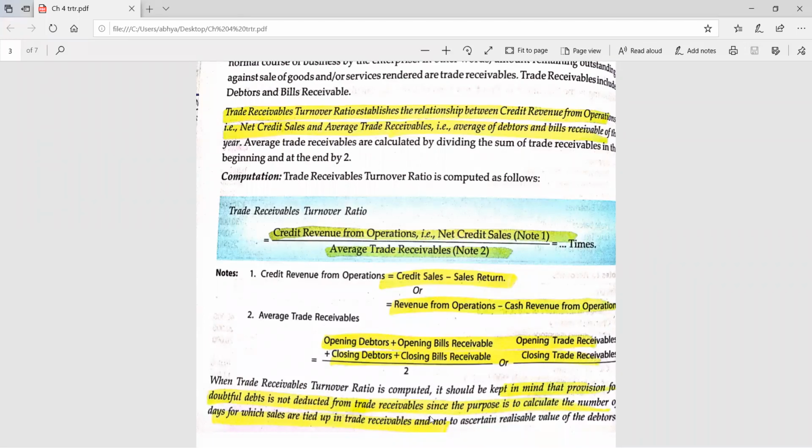And if in the question cash sale information is given, then first of all you will be finding out credit sales. How? By deducting the cash revenue from operations from the total RFO. RFO will be given in the question and there must be information about the cash RFO. Then you will be getting the credit RFO. And if only the sales figure is given and it is not mentioned whether it is credit or cash, then you will assume the whole of the sales are credit sales.